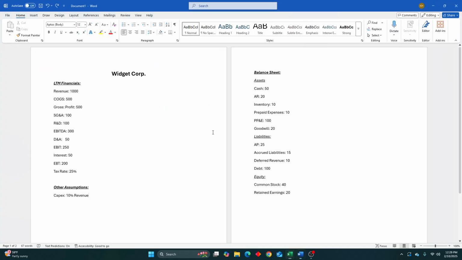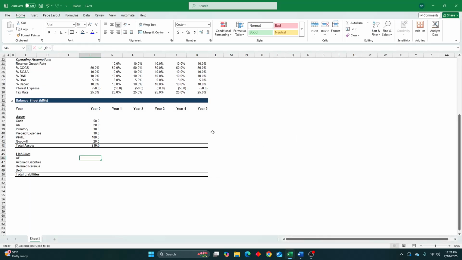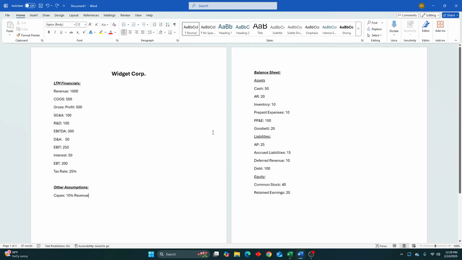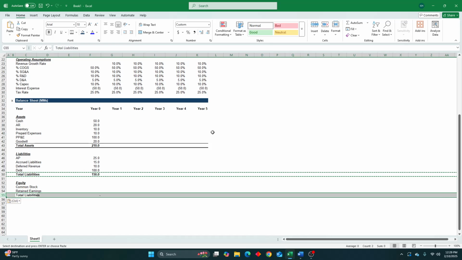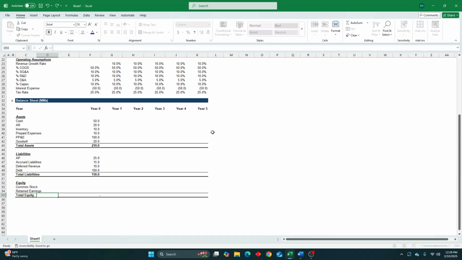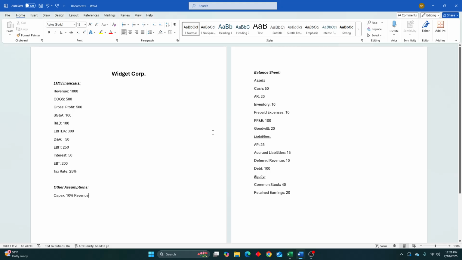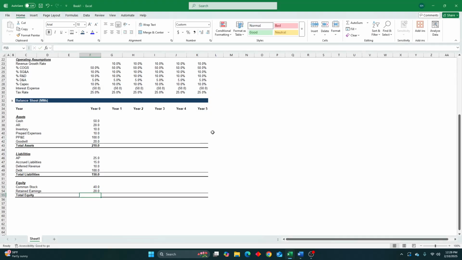Next thing, we'll just put in our historicals. 25, 15, 10, and then 100 of debt. That equals, meaning we have 150 in total liabilities. And then the last thing we're going to have here is our equity component. And so here, all we have is common stock, and then some retained earnings. And I'm going to paste this down just like I showed you earlier, and reformat it for equity. And so the dollar amounts for this are 40 million in common stock and then 20 million in retained earnings.